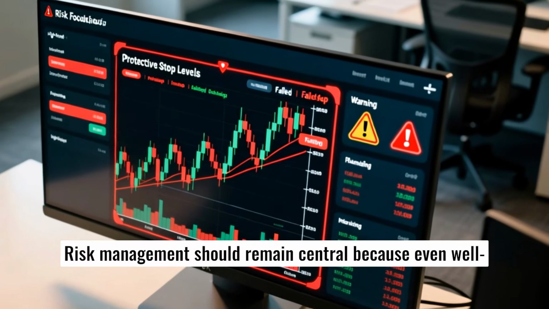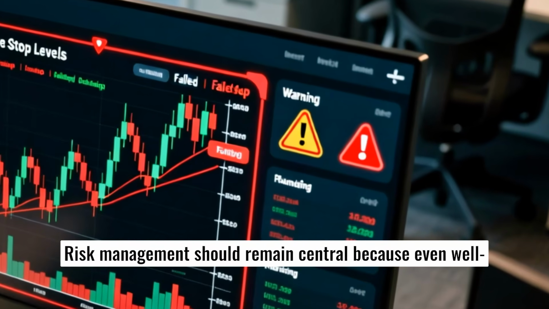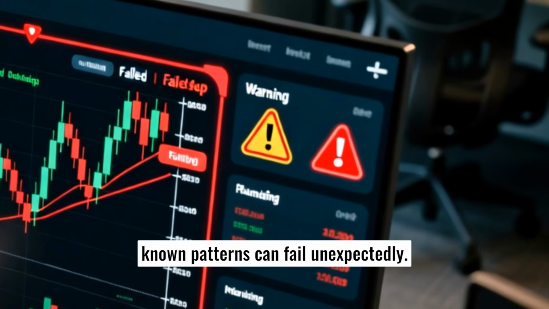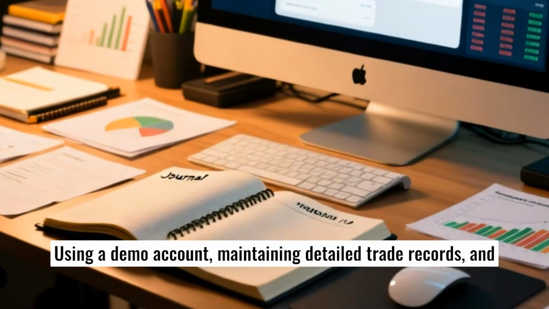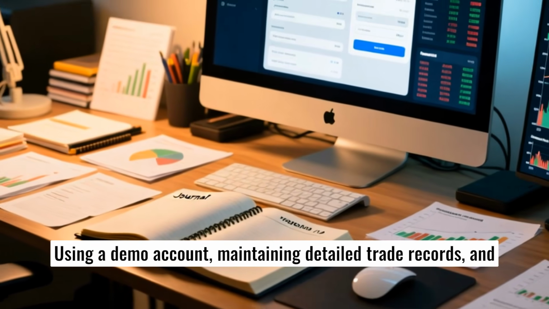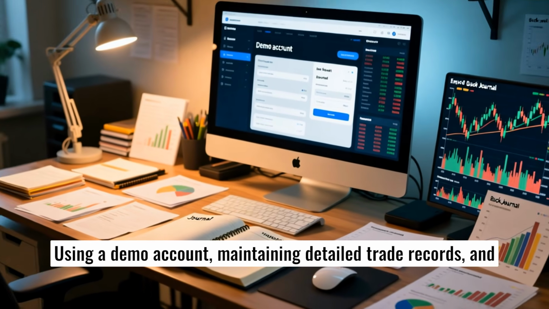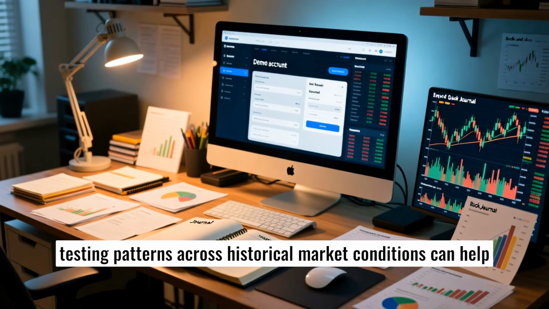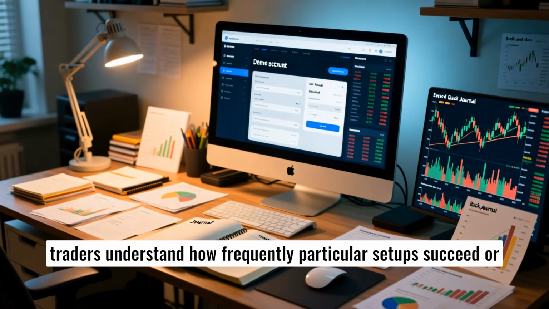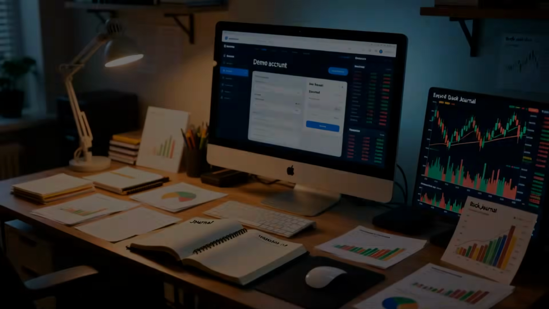Risk management should remain central because even well-known patterns can fail unexpectedly. Using a demo account, maintaining detailed trade records, and testing patterns across historical market conditions can help traders understand how frequently particular setups succeed or fail.